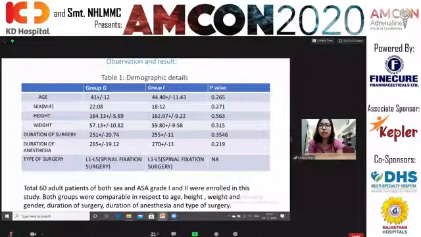This is the chart showing the demographic details. A total of 60 patients of both sex and ASA grade 1 and 2 were enrolled in this study. Both groups were comparable in respect to age, height, weight, gender, duration of surgery, duration of anesthesia, and type of surgery. Next slide, please.